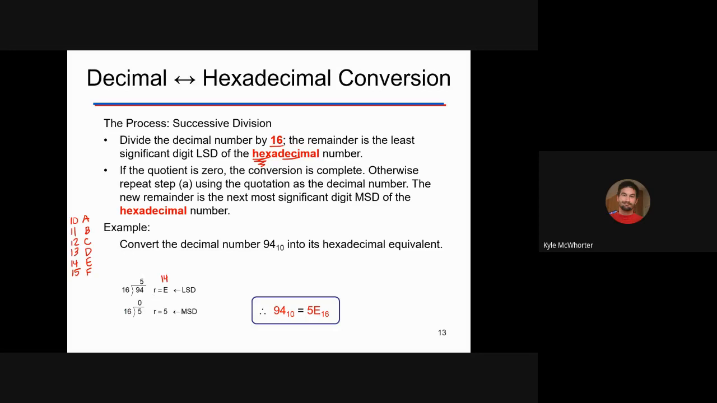Then when we divide, how many times does 16 go into 5? 0 times, remainder 5. So then that's the next digit.